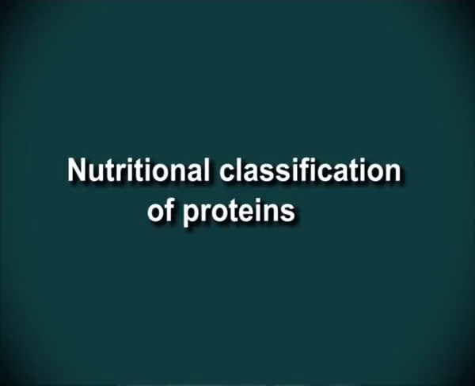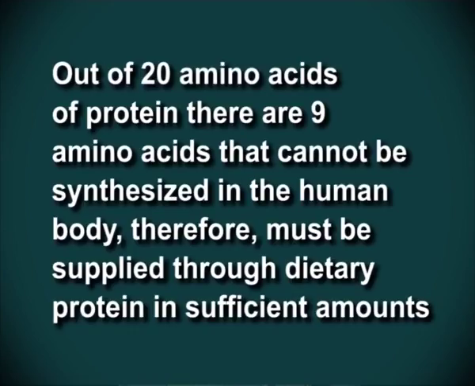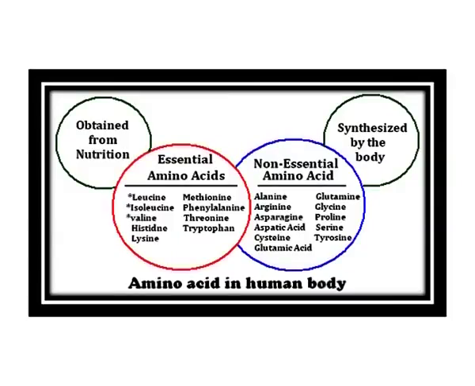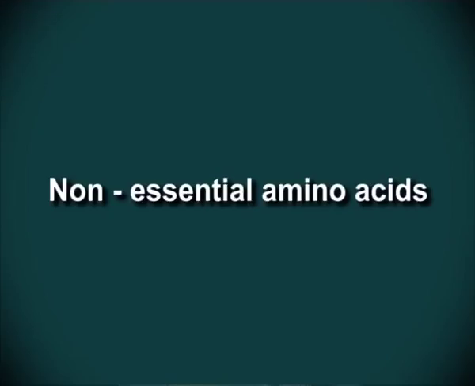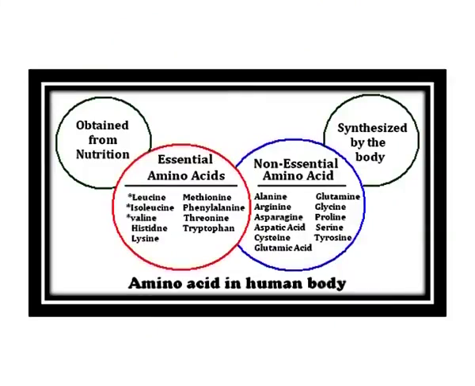Coming to the nutritional classification of proteins. Nutritionally, proteins can be divided as essential and non-essential amino acids. Out of 20 amino acids of protein, there are 9 amino acids that cannot be synthesized in the body, and therefore must be supplied through dietary protein in sufficient amounts. The 9 amino acids are as shown on the screen. Non-essential amino acids: the human body can manufacture the remaining 11 amino acids and they are therefore referred to as non-essential amino acids, and they are as shown on the screen.